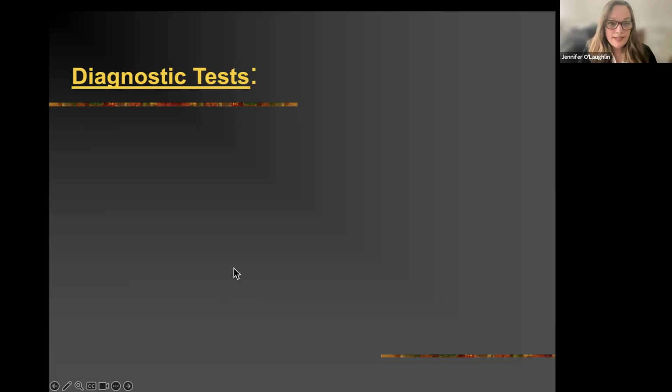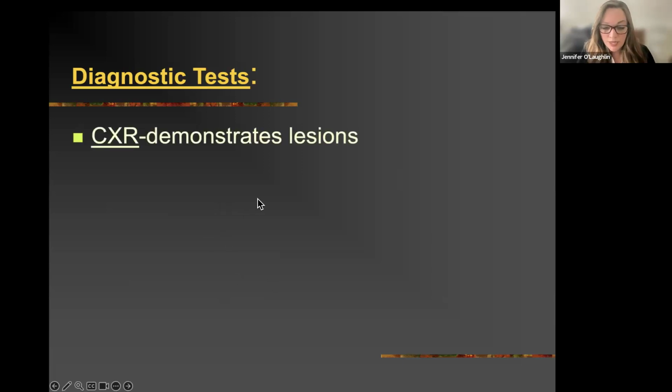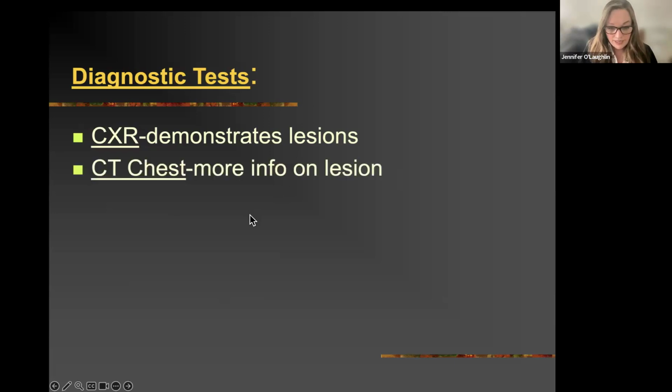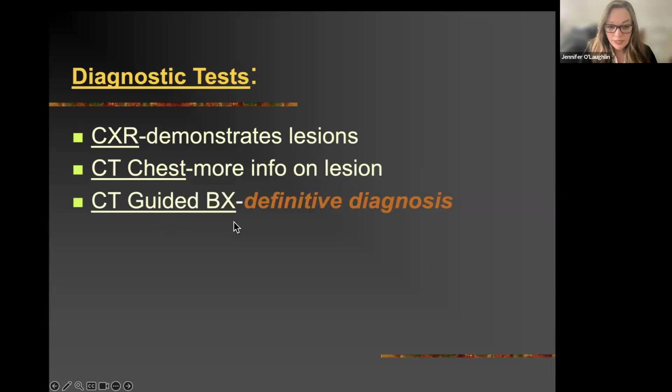Okay, diagnostic tests. Chest X-ray can show the tumor. You can see a lesion on chest X-ray. A CT is often done next just to get more information on the lesion. Does it have a fluid-filled center? Is it solid? So you can get more information on CT than just regular X-ray. Generally then they will do some kind of biopsy. If it's lower in the periphery of the lungs, it'll be a CT guided biopsy. I don't have it on my slide, but if it's higher up, they can do a bronchoscopy guided biopsy. Either one of those provide definitive diagnosis.